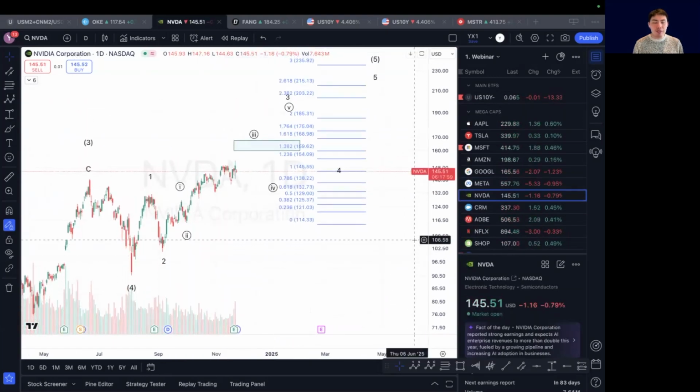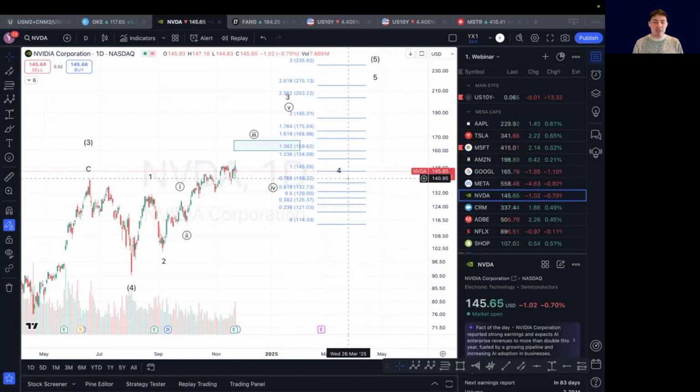NVIDIA, actually a pretty good set of results, but the pretty good set of results for NVIDIA has always been expected. So the bar has become really high, and investors just didn't feel as excited by the results as they used to.